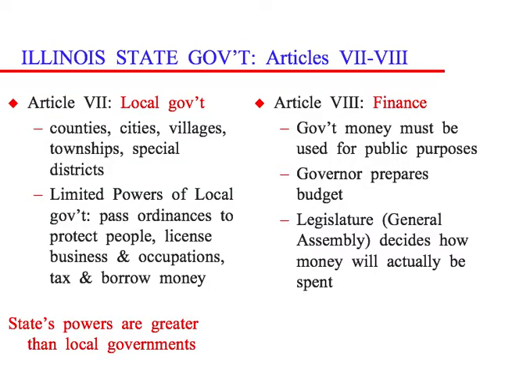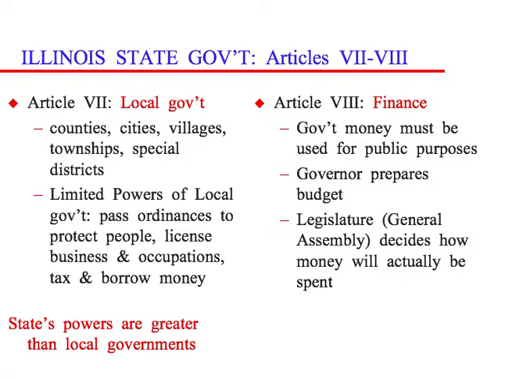So looking at some other local government stuff, each part of Illinois has counties, cities, villages, townships. That they all have their own rules, laws, and regulations. There's limited powers of them. They can pass ordinances, protect people, issue licenses, borrow some money. The state does have more power than those local governments.